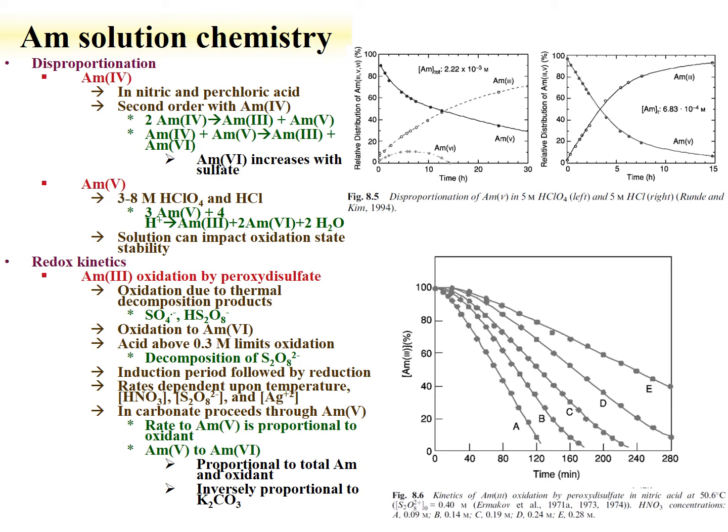In carbonate systems, this redox reaction proceeds through americium-5, so you go from americium-3 to 5 to 6, and the rate to americium-5 is proportional to the oxidant. And from the 5 to the 6 in the carbonate system, it's proportional to the total amount of americium and the oxidant, and it's inversely proportional to the concentration of the carbonate. So there's a lot of different trends that we can observe with the oxidation of americium-3, which actually means one can control and tune the oxidation of americium-3 to the desired americium final oxidation states.